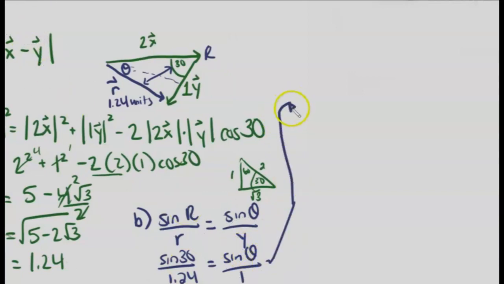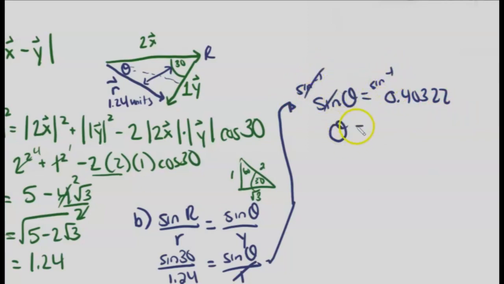Okay, so let's draw this up here. So 1 just goes away, that's fine. So sine theta equals, well, what's sine 30 over 1.24? I get 0.3225, and so on. Okay, so that's enough decimals. So what we're going to do is sine inverse both sides, and we're going to have theta equals 24 degrees.